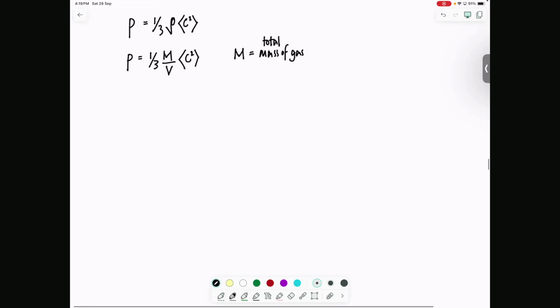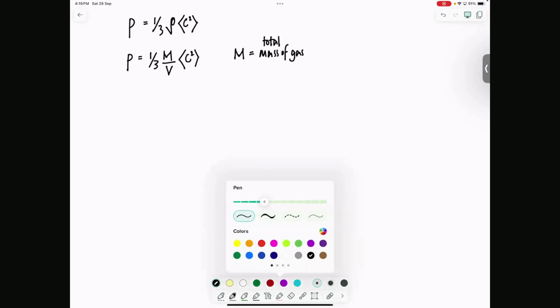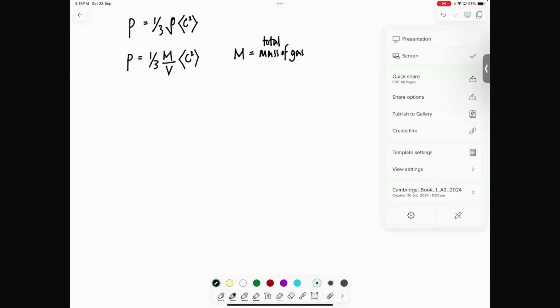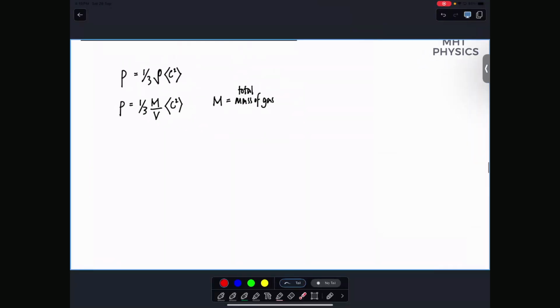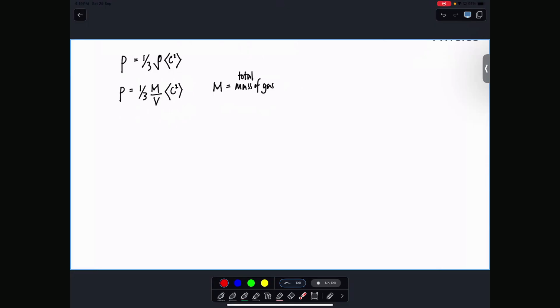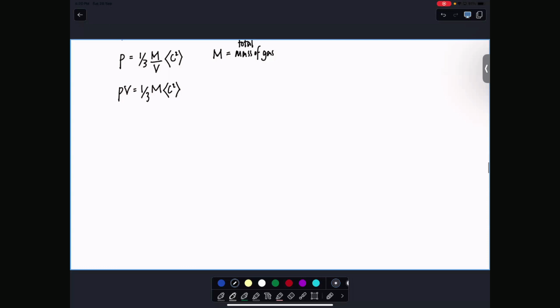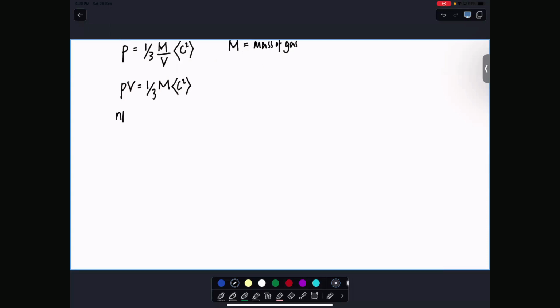Now, I can take the V to the left-hand side, and I will get PV equals 1/3 Mc squared. Are you with me so far? Now, what is PV equal to? nRT, right? So nRT equals 1/3 Mc squared.